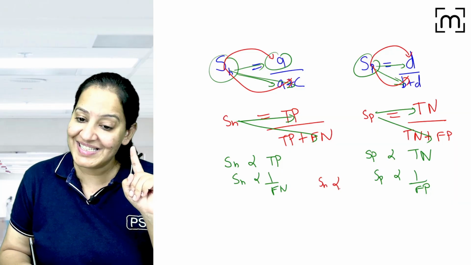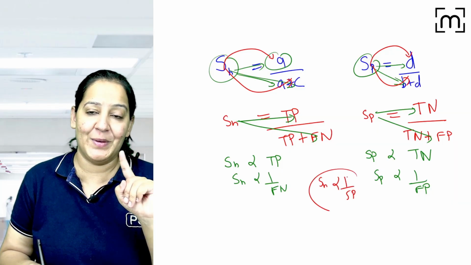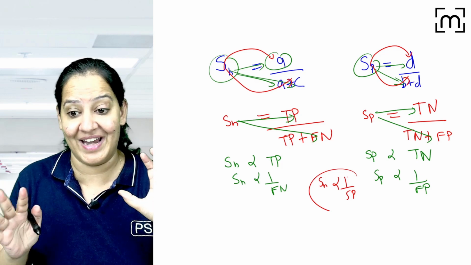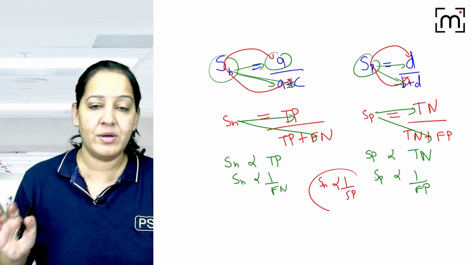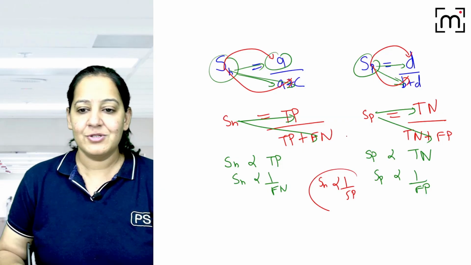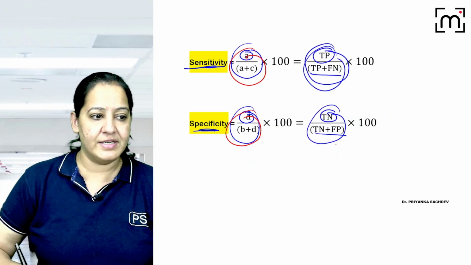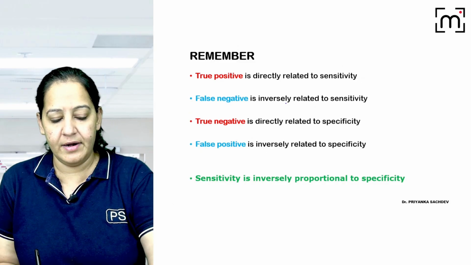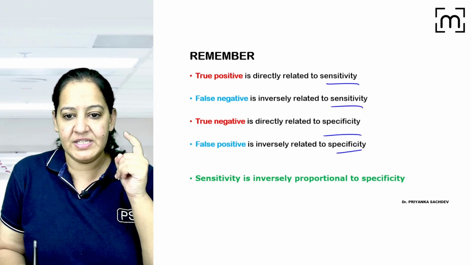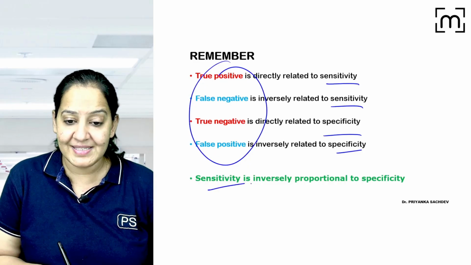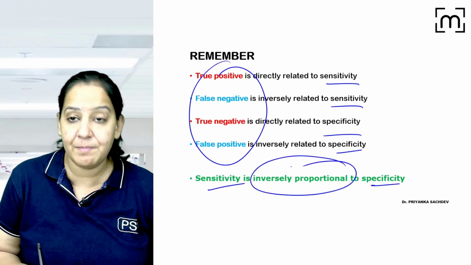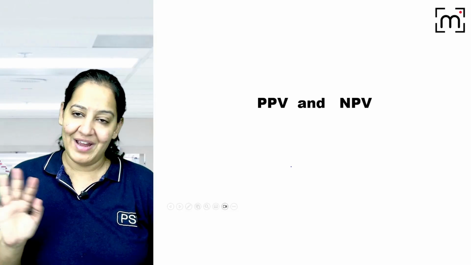last thing, sensitivity and specificity are inversely proportional to each other. Never forget. If sensitivity is more, specificity will be less. If specificity is more, sensitivity will be less. Please understand. So that is the same thing. I tried to write it here. You can see here. So sensitivity and specificity, they are directly and inversely proportional to what you can understand from the formula, and sensitivity and specificity are inversely proportional to each other. You can check. So we are done with this.